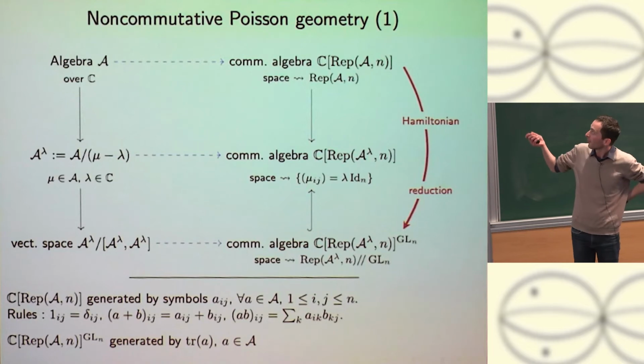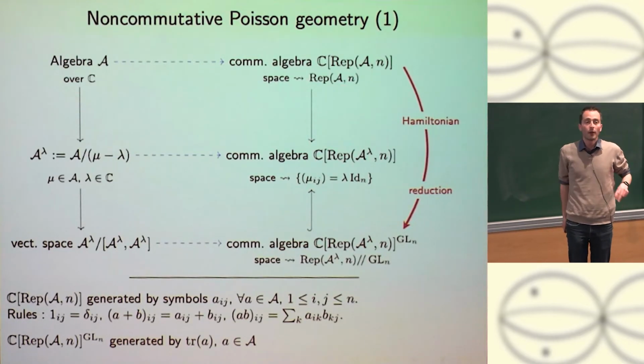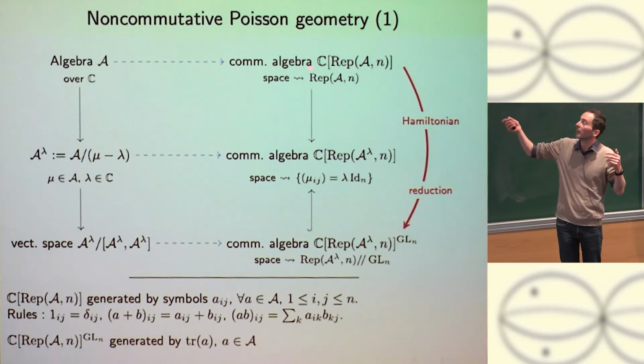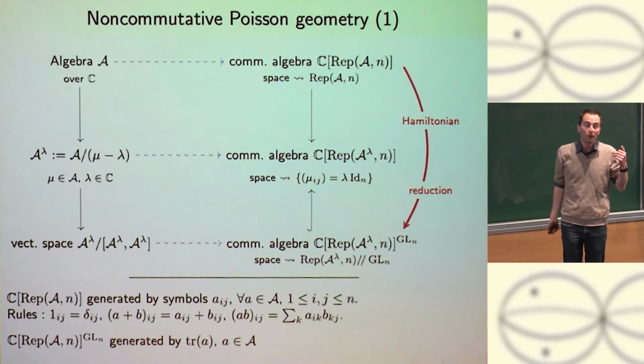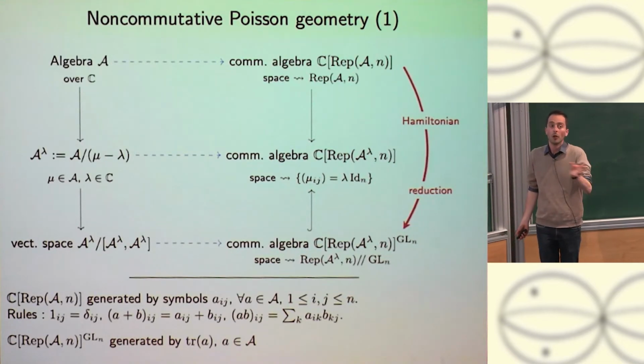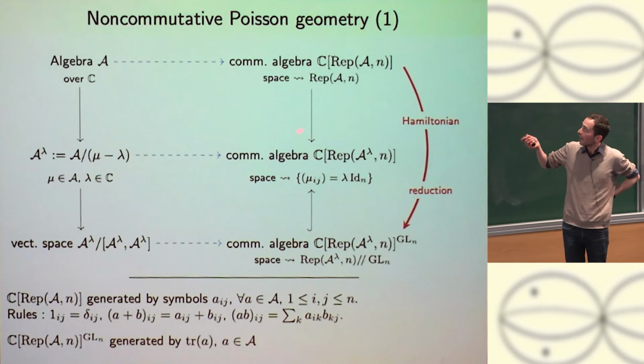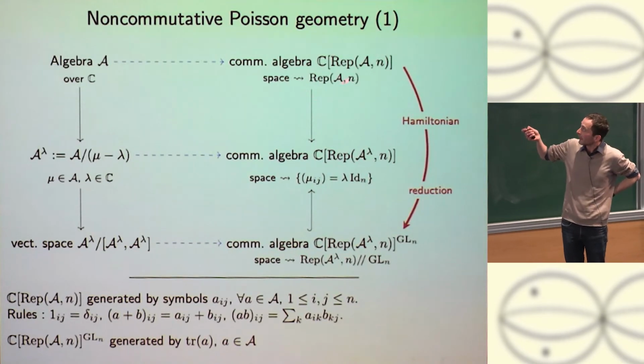Well, the idea would be as follows. Let's assume that the big space here on the top right is just, let's look at the algebra of functions there. It's just the algebra of functions on a representation space. Again, it just means you have a non-commutative algebra, and you look at all, for example, n-dimensional representations of it. That gives you a space. Then you could say, can I push all that Hamiltonian reduction structure to the level of the algebra?